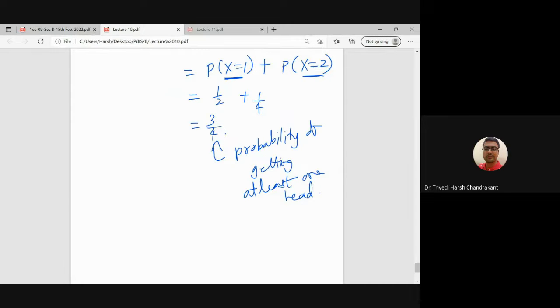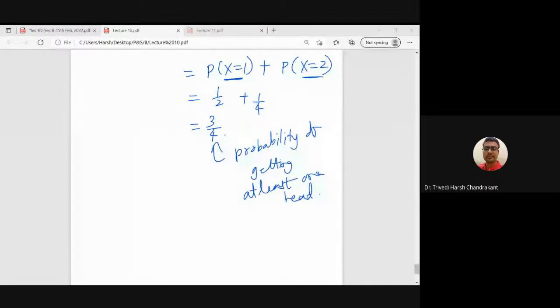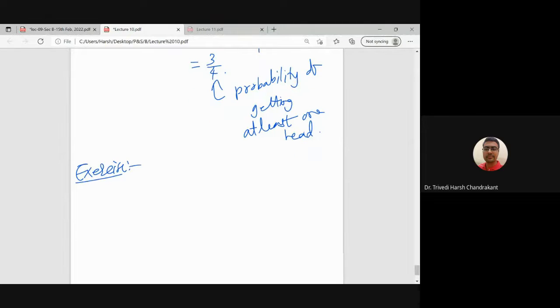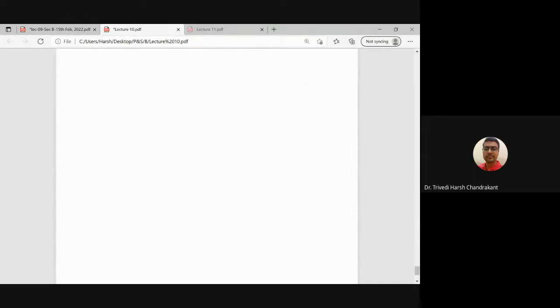So this is a probability function. If we have a discrete random variable defined on a sample space, then we can find the corresponding probability mass function. So I am giving you an example as an exercise. So you just verify this. You will be able to verify easily.